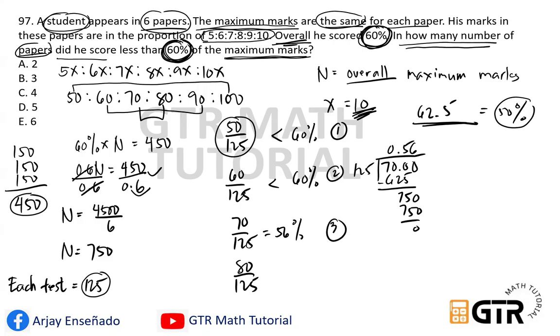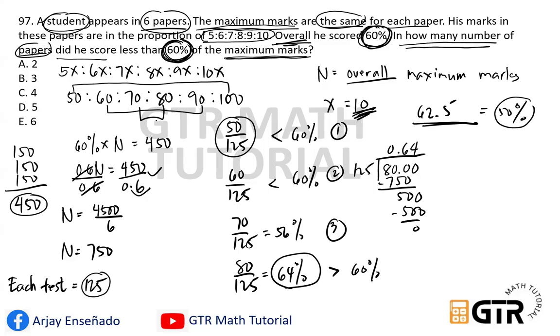And then let's compute 80 over 125 to see if this is still less than 60%. Let's divide 80.00, so we have 8,000. 80 divided by 125, 0. 800 divided by 125 is 6. 6 times 125 is 750. Subtract, we have 50. Bring down 0. 500 divided by 125 is 4. 4 times 125 is 500. So therefore, 80 over 125 is 64%, and 64% is greater than 60%.